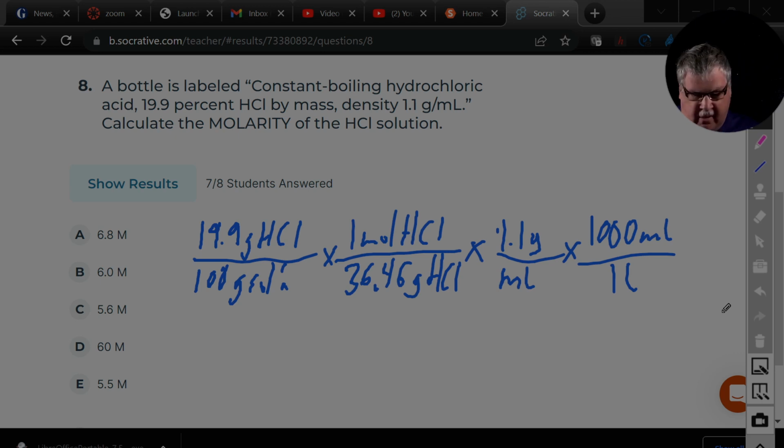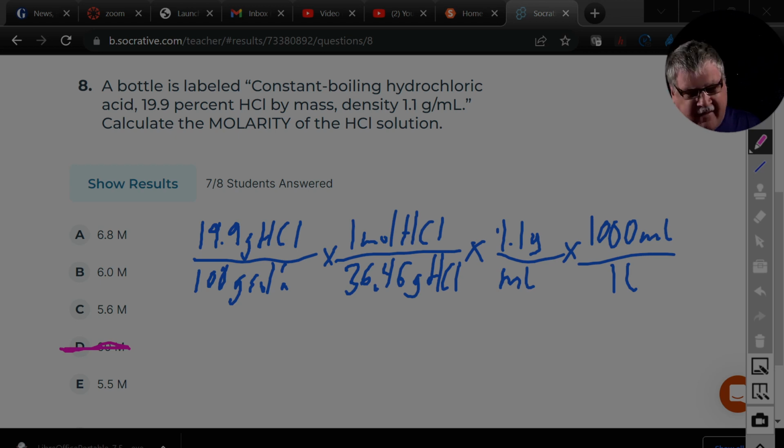Now, this one is a bit more challenging because there's this answer here. And again, I can eliminate that. I don't think there are any examples of a 60 molar solution. You can't have a 60 molar solution of water because only 55.5 moles of water are in a liter. Okay, it doesn't work. So you have to think about things like that.